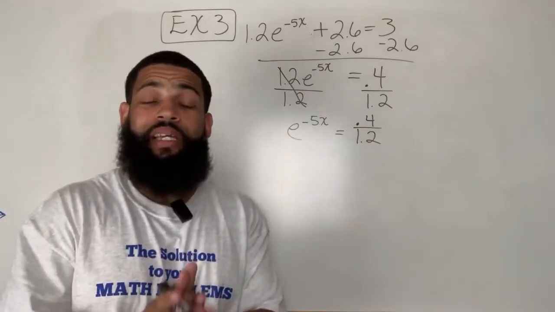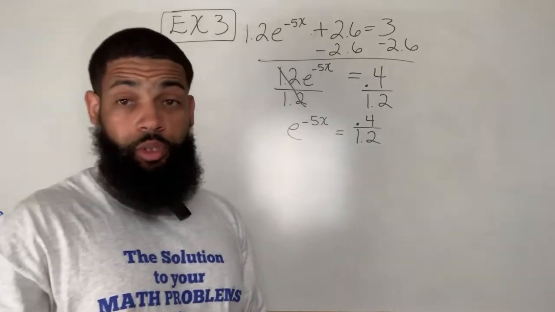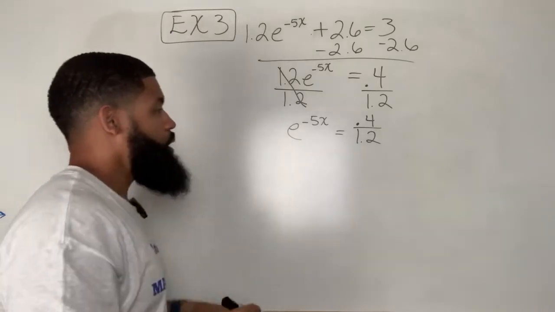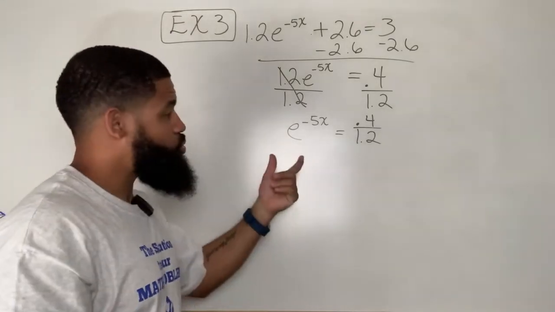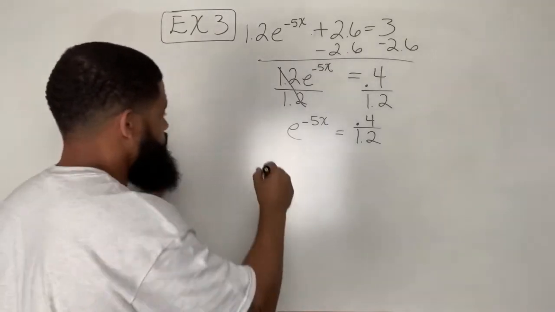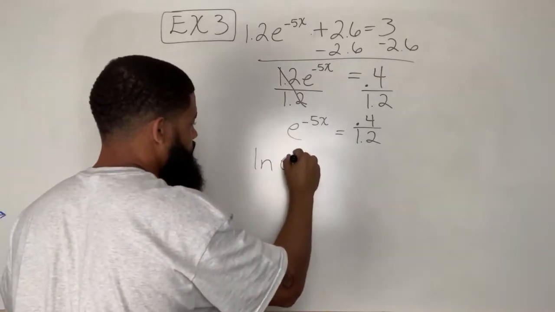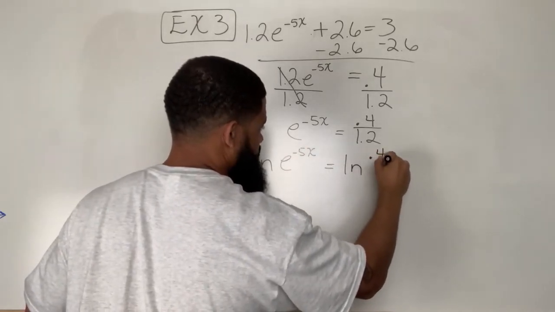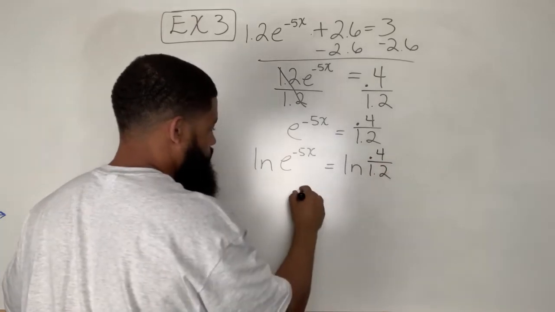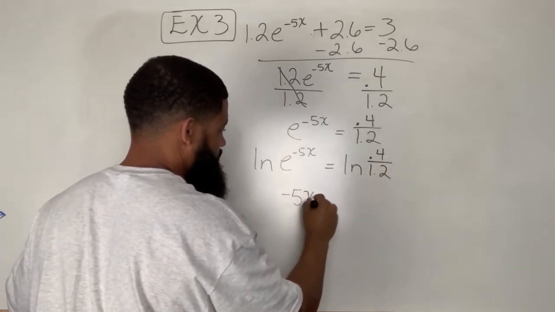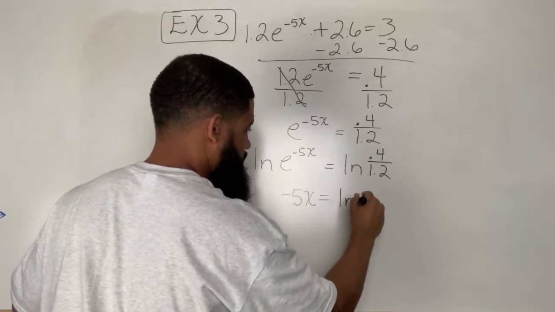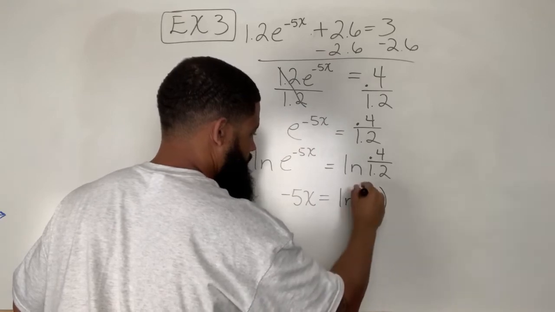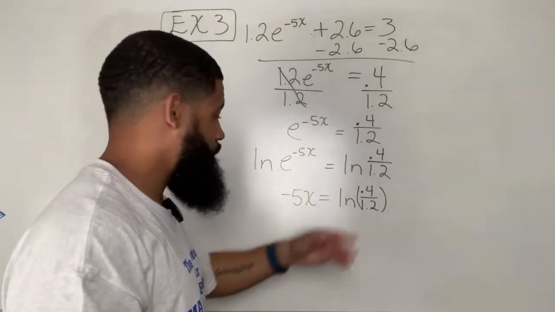Once again, we're trying to get the best approximation possible, because we're going to have to use the calculator to find out these values. Now, in order to get rid of this, I need to take the natural log of both sides. So the natural log of e to the negative 5x is equal to the natural log of 0.4 divided by 1.2, which leaves me with just negative 5x. I'm going to leave this in this form, natural log of 0.4 divided by 1.2. You can put that in parentheses, that's totally fine. That's what the calculator is going to do.